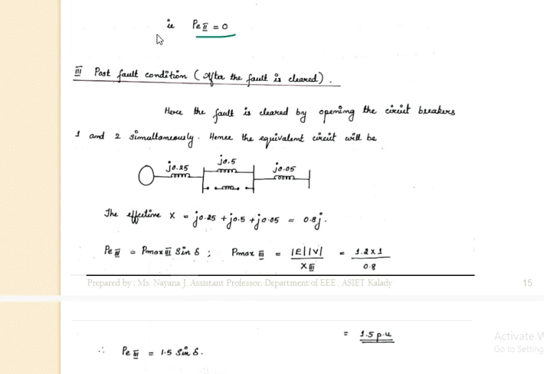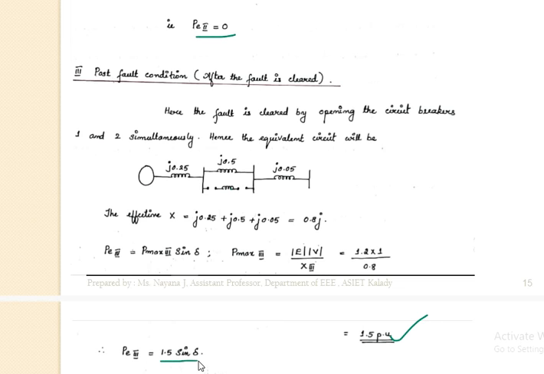Okay. Now let's see the post-fault condition. How is the post-fault condition? These two breakers are opened, so that means this reactance will not be there in the picture. So the effective reactance will be 0.25 plus 0.5 plus 0.05. Sending end voltage and receiving end voltage remain the same. So the maximum power is sending end into receiving end divided by total reactance. So the maximum power you got is 1.5 per unit.